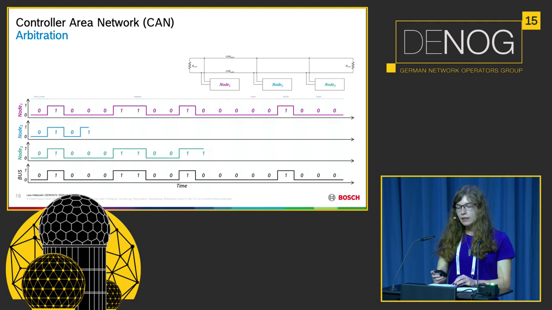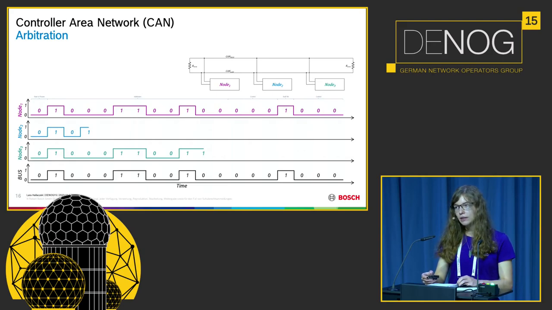So let's look at an example. In this example, node 1, node 2, and node 3 all want to send at the same time. So they start with the start of frame bit, that's always 0. Then they send a 1, everything's the same here. So on the bus, there's the 1. Then they all send a 0 for the identifier. And then we have the first case where one node sends something different. So node 1 and node 3 send a 0, and node 2 sends a 1. And 1 is the recessive signal in CAN. So on the bus, there's a 0.